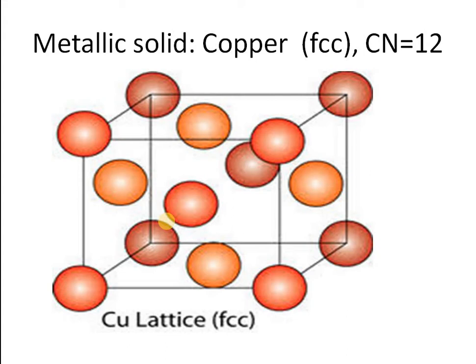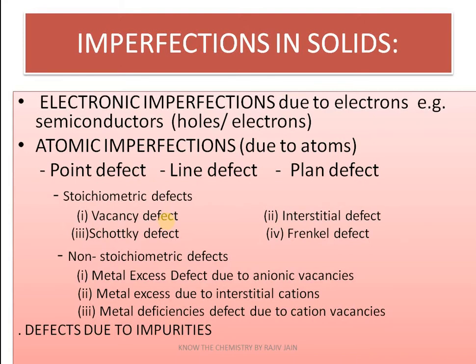So we can say that the coordination number of copper is 12, and it has an FCC structure. Now we are talking about the next topic, that is imperfections in solids. Basically, we have to discuss 3 different types of imperfections: one is electronic, second is atomic, third is due to impurities.